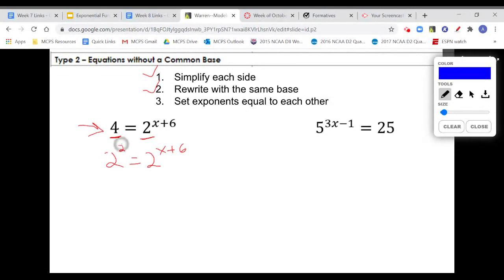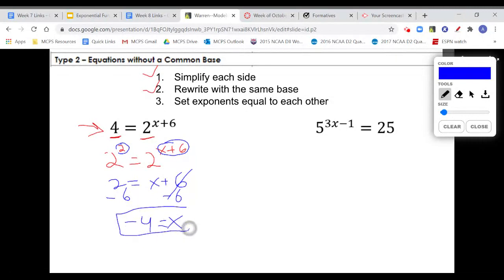So I'm going to move on here, and we are going to go ahead and take those exponents and set them equal to each other. 2 is equal to x plus 6. I'm going to subtract 6 from both sides, and that gives me negative 4 is equal to x.